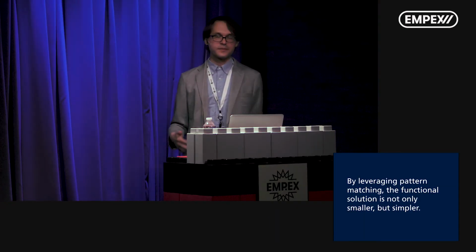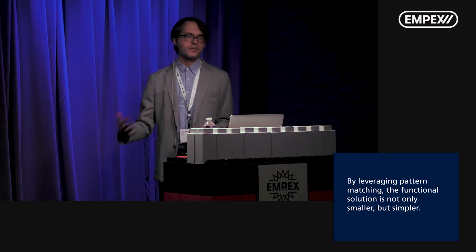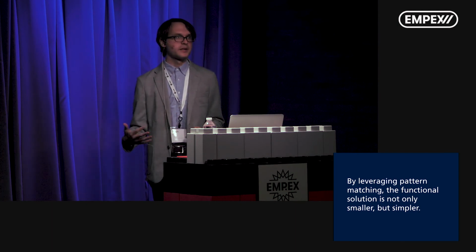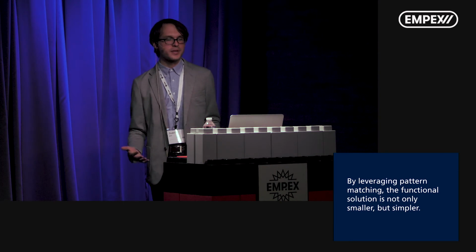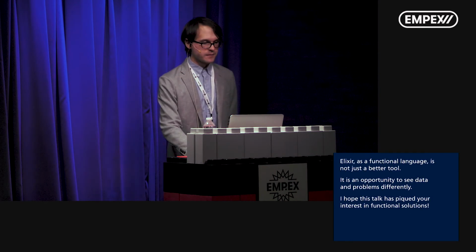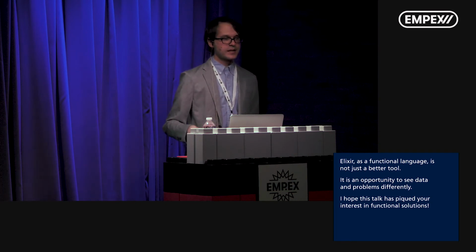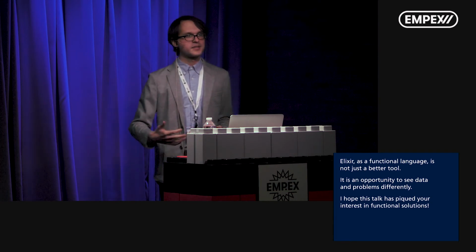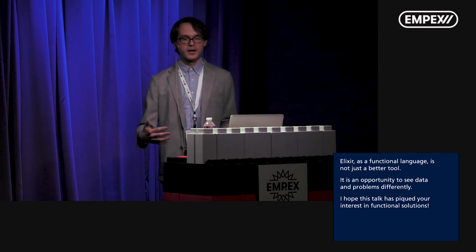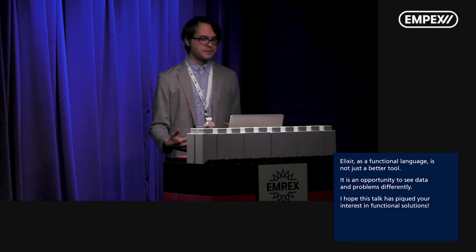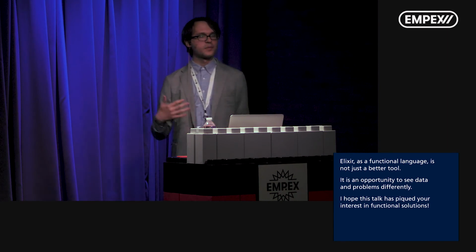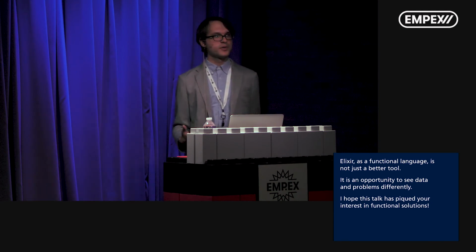So I thought that, because of pattern matching, because we can use recursion, and because we don't have to worry about mutating our nodes or state, the functional solution is a lot simpler and easier to understand. And basically, to summarize my talk, I think Elixir as a functional language is not just a better tool for your servers or your APIs or your embedded systems. It's really an opportunity for you to see data and problems differently.